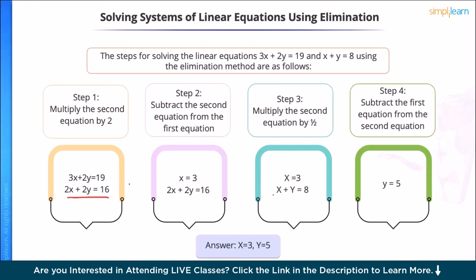Now we subtract the second equation from the first equation. That is 3x minus 2x, 2y minus 2y, and 19 minus 16. On solving this, we end up getting x equals 3. Now, using the steps of substitution, we put the value of x in the original second equation, that is x plus y equals 8, and achieve a value of y equals 5. Hence, the answer remains x equals 3 and y equals 5.